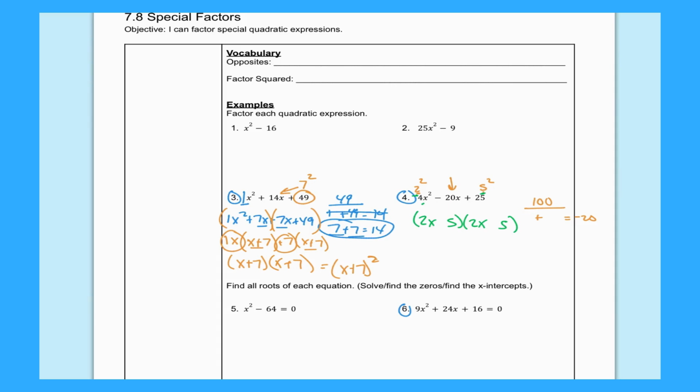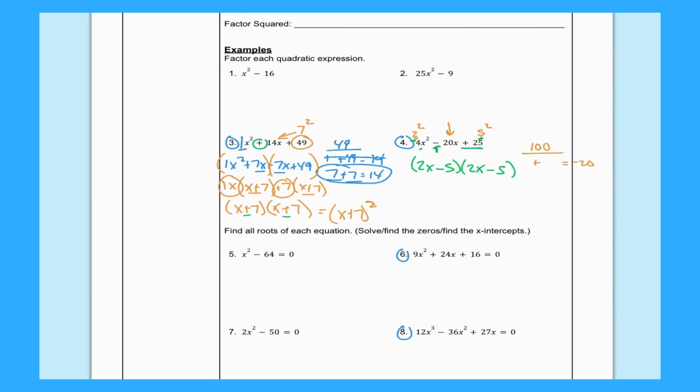And that is because this last number is positive, so the only way to get a positive answer is 2 positives or 2 negatives being multiplied. And since this one needs to be negative, that means I'm going to have both negatives. So it's going to always match whatever that middle sign is. Like this middle sign was plus, and they were both plus signs in the middle.